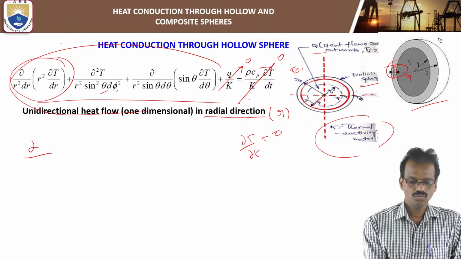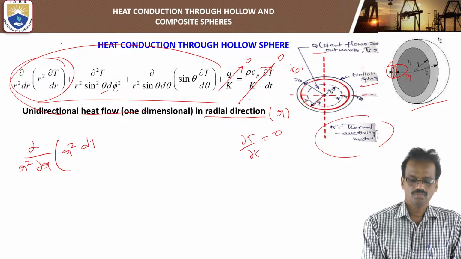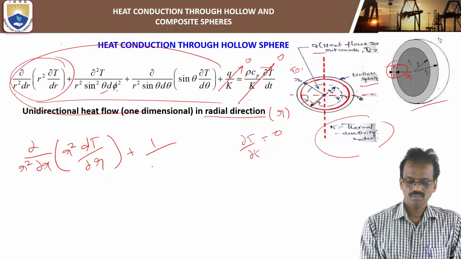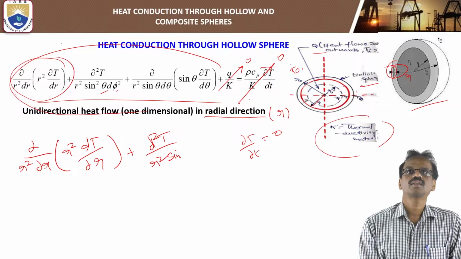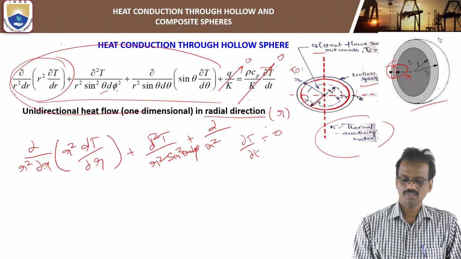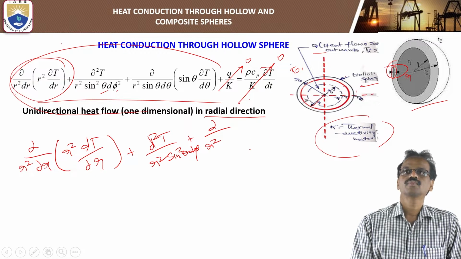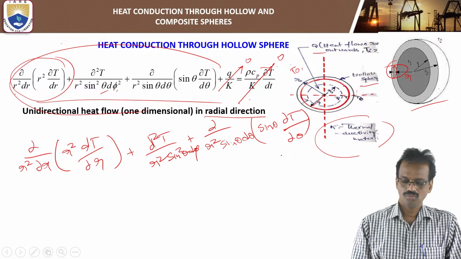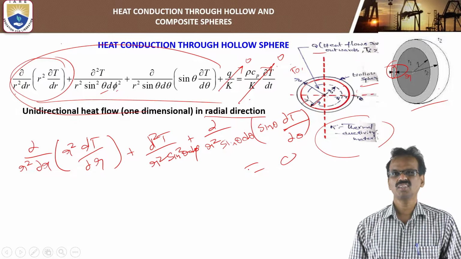It means (1 by r square) into dou by dou r of r square dou T by dou r, plus 1 by r square into dou square T by (sin square theta) dou phi square, plus (1 by r square sin theta) dou by dou theta of sin theta dou T by dou theta, equal to 0. So this total term will be equal to 0.